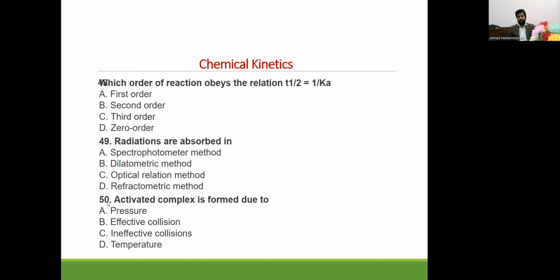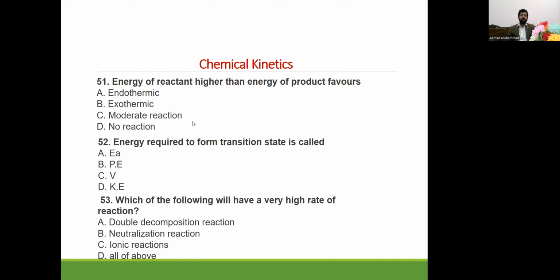If we talk about question number 15, activation complex is formed due to pressure, effective collision, ineffective collision, or temperature. From these options, the right option is B, effective collision. If the energy of reactant is higher than the energy of product, it favors an exothermic reaction, endothermic reaction, moderate reaction, or no reaction. So the right option is exothermic reaction.